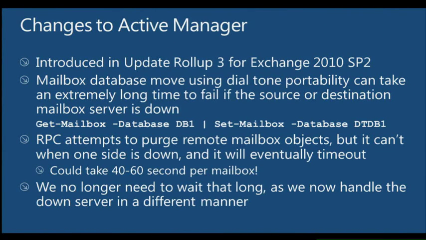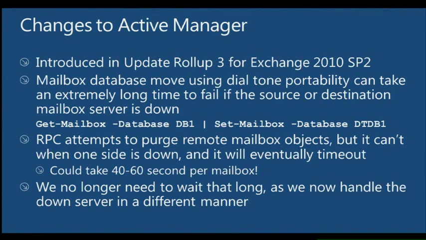If you're using that, there was a phenomenon where if the source or the target was down and you wanted to do that dial tone switch, normally it's just a configuration change. You're not moving any data. Users aren't actually being migrated. You're just flipping some information in Active Directory. But we would make RPC requests to the source and the target, and if they failed because they were down, which is why you're doing a dial tone move in the first place, that would add like 40 to 60 seconds per mailbox. So if you're trying to do 100 or 1,000 mailboxes, that took a really, really long time to do that switch. We changed that.